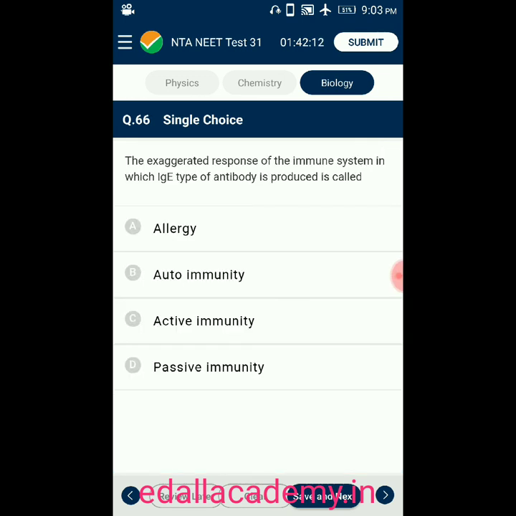Question number 66. The exaggerated response of the human immune system in which immunoglobulin E type of antibody is produced is called. The exaggerated response of the immune system to certain antigens present in the environment is called allergy. The substance to which such an immune response is produced is called allergen. Example, pollen, animal dander, etc. The IgE type of antibody is present in this type of response. So the answer for this question is option A, allergy.